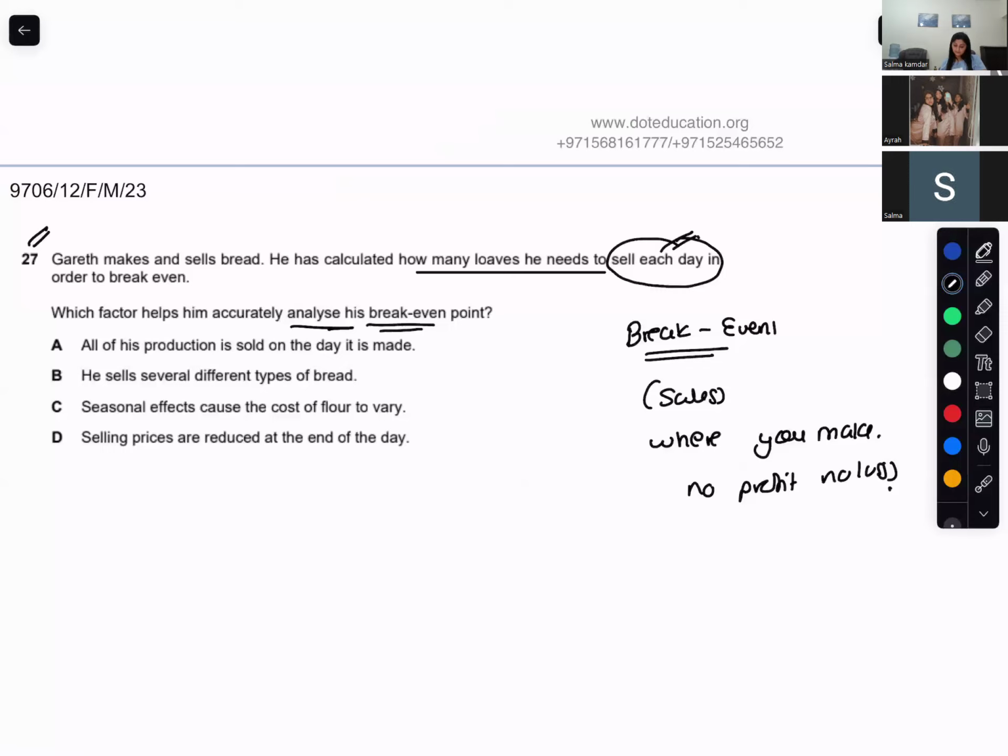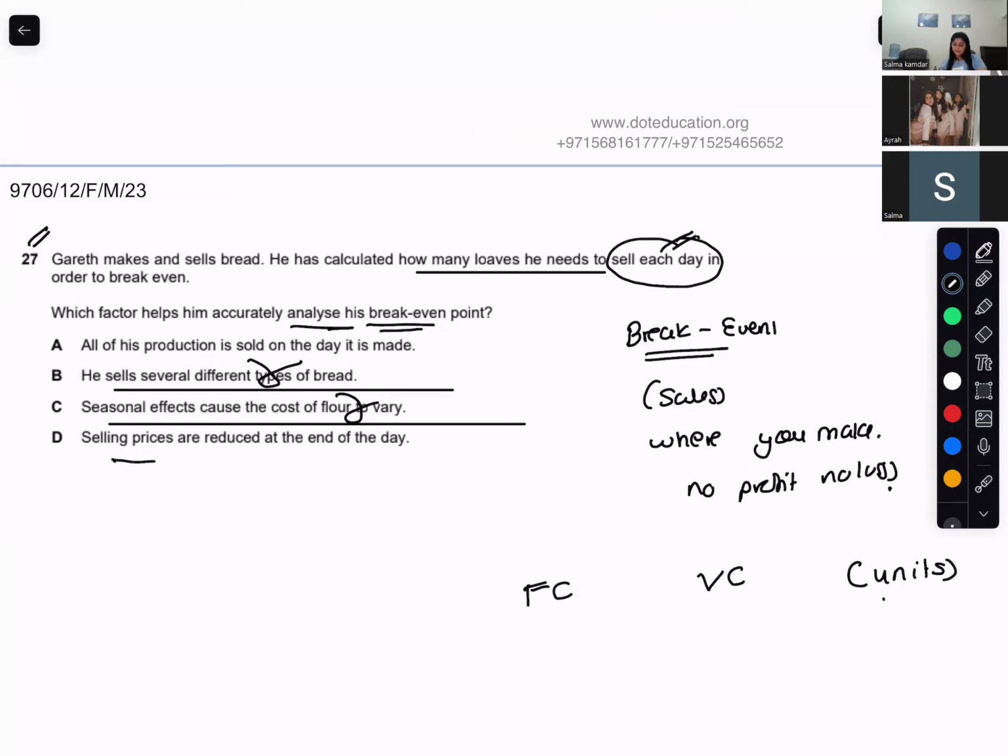Because production is sold on the day it is made. He sells several different types of breads. Does seasonal effect have any impact on break even point? No, I don't think so. Anything that could have an impact on the break even point is fixed cost, variable cost, and the number of units that you are producing and selling.